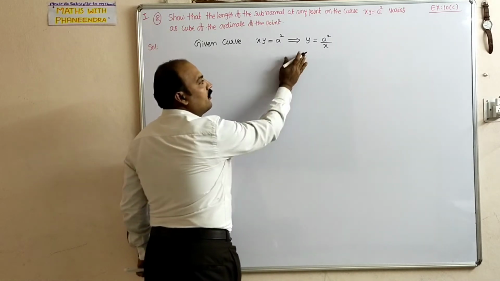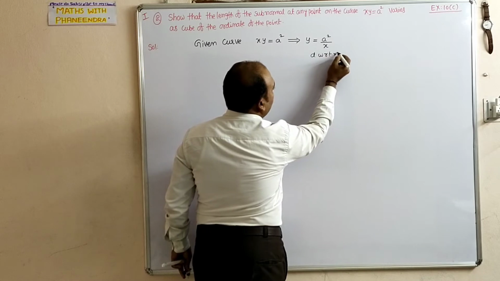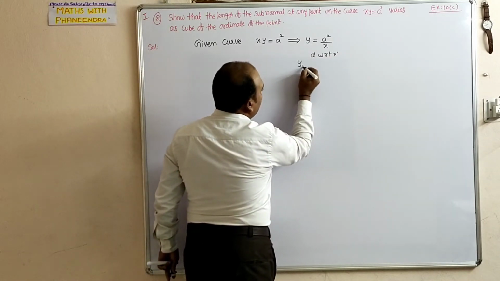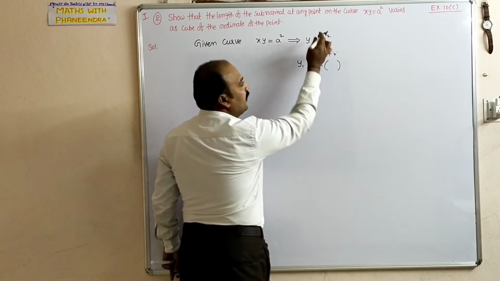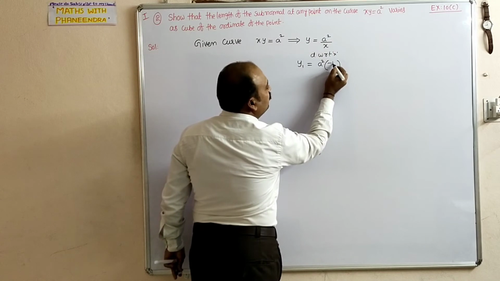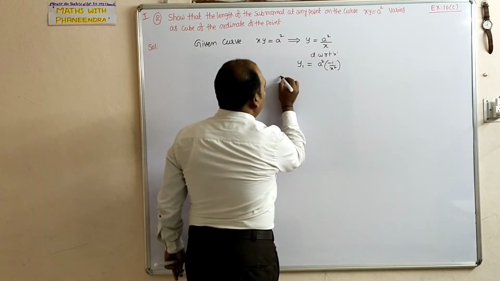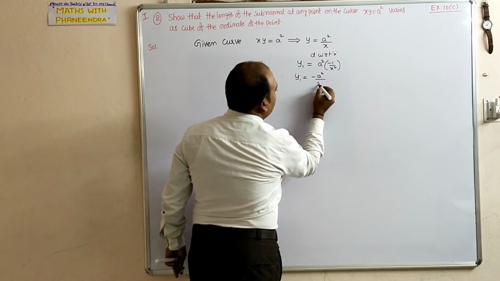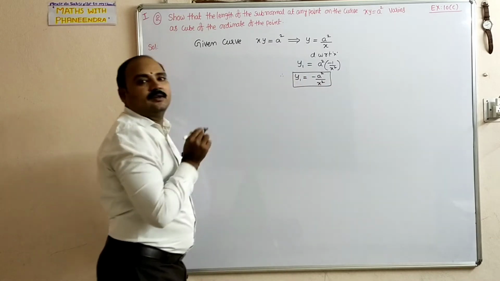After that, the y1 value can be calculated. Differentiate with respect to x. Y derivative is y1, equal to a square, which is constant, times d by dx of 1 by x, which is minus 1 by x square. So therefore, y1 equals minus a square by x square. This is the value of y1.